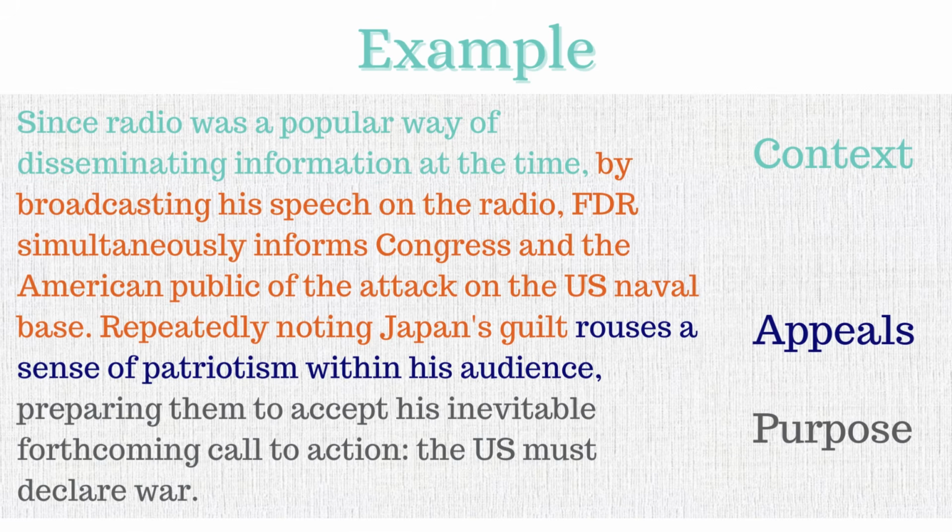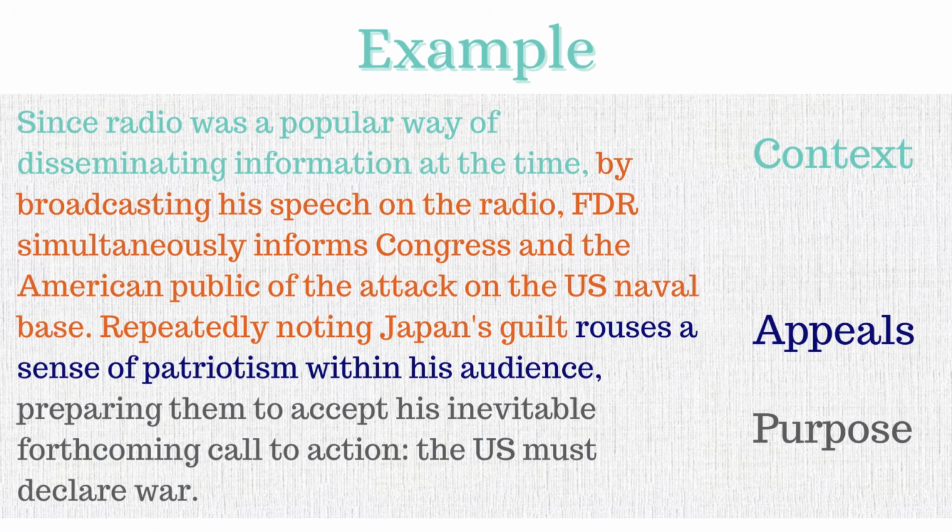Now, look at the next sentence. It says repeatedly noting. So you don't always have to say uses repetition or repeats. Sometimes you could say repeatedly notes or repeatedly claims. It still conveys the idea of repetition without actually using the word repetition. And in my opinion, saying repeatedly noting sounds much better than he uses repetition. Repeatedly noting Japan's guilt rouses a sense of patriotism within his audience.